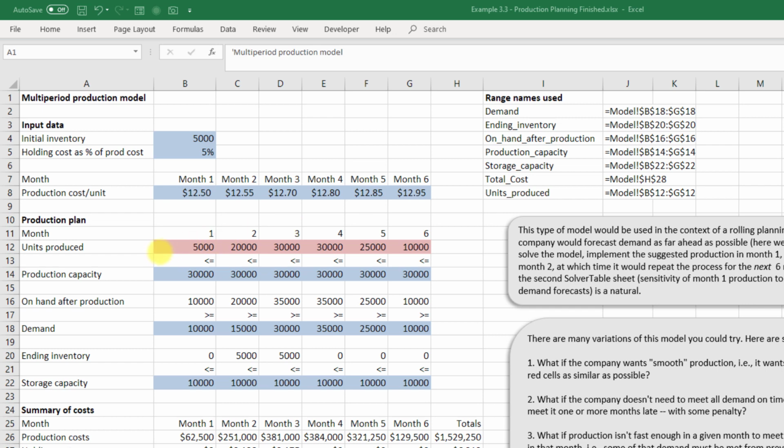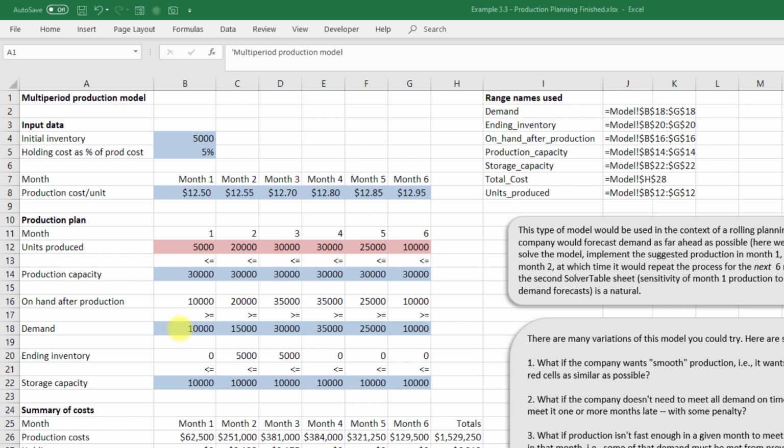What we're trying to decide is how many do we produce each month, keeping in mind that we have a production capacity of 30,000 units each month. We can't produce more than that, probably limited by the machine we have. Our on-hand after production is something we are going to need to calculate, and that will change in month 1 compared to months 2 through 6. And we'll walk through that in just a second.